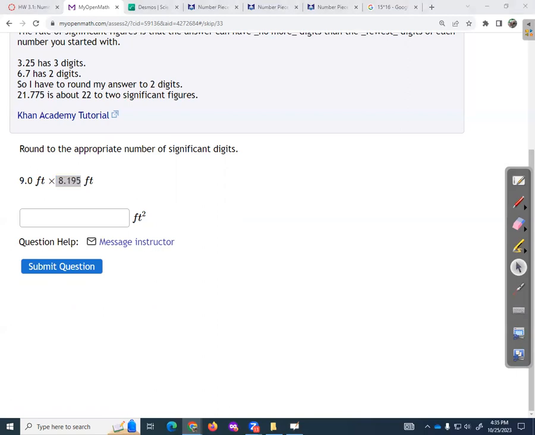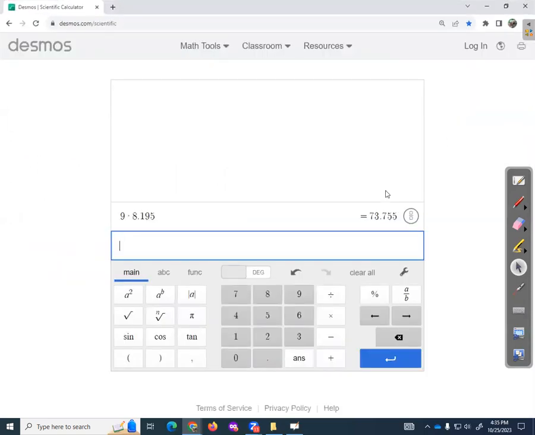So for this one, 9 times 8.195, according to my calculator, is 73.755. I can only use the first two digits. The 7 to the right tells me to round that to a 74.